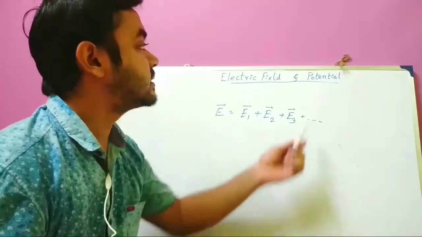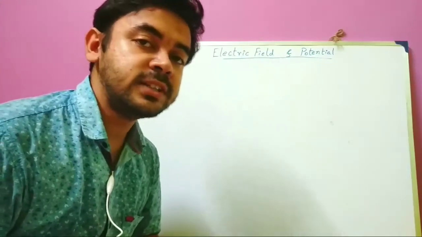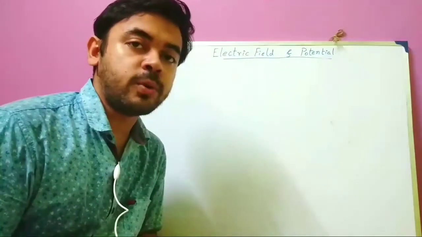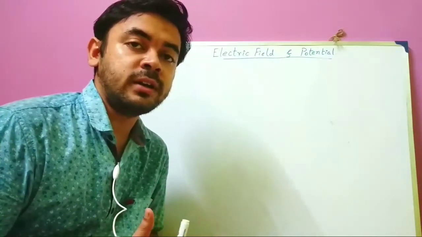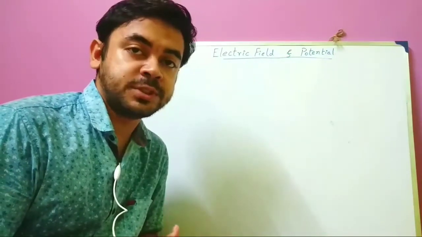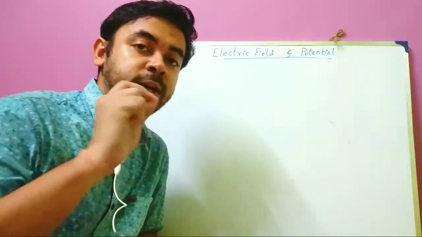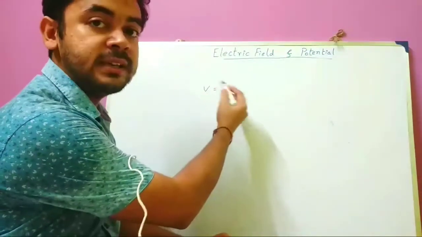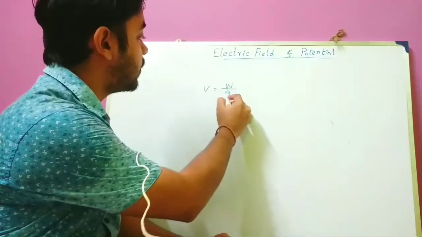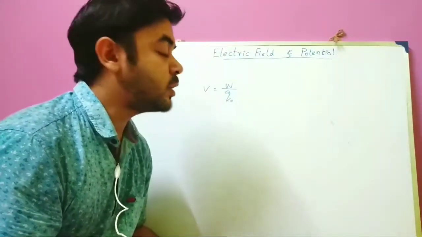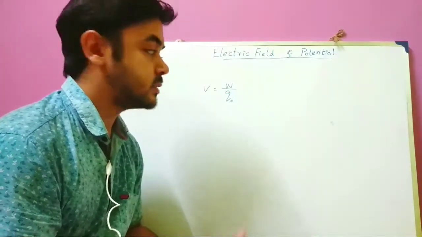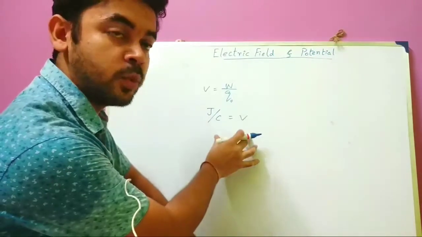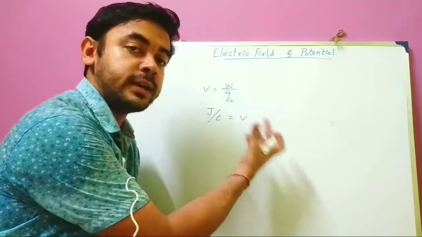Now let us discuss the electric potential. What is the definition of electric potential? The electric potential at any point is defined as the amount of work done in bringing a unit positive charge from infinity to that point. It is denoted by V, where V is expressed as W by Q0. The SI unit of electric potential is joule per coulomb or volt. Joule per coulomb and volt are equal.